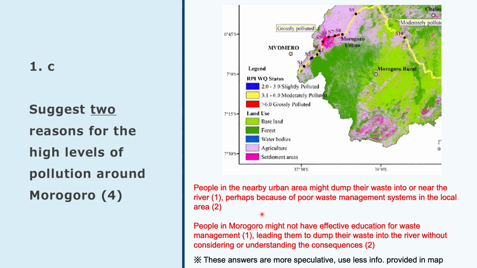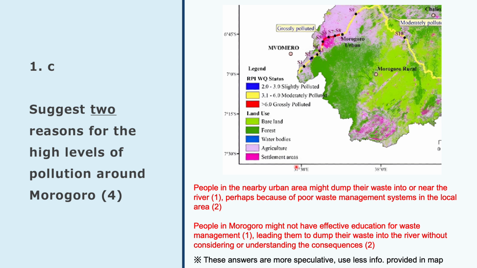Or people in Morogoro might not have effective education for waste management, leading them to dump their waste into the river without considering or understanding the consequences. Again, I don't like this one as much as the other 3 that were given previously, but it still kind of gives a clear reason. It's the lack of effective education leading to dumping waste without understanding the consequences. So again, these are a little bit more speculative. They're related to some variables that we are just kind of guessing about, but it makes sense.